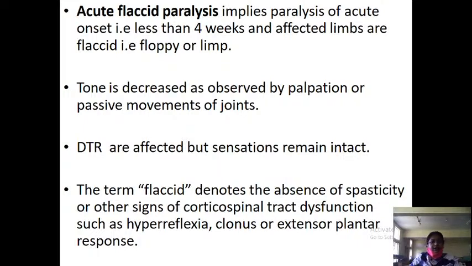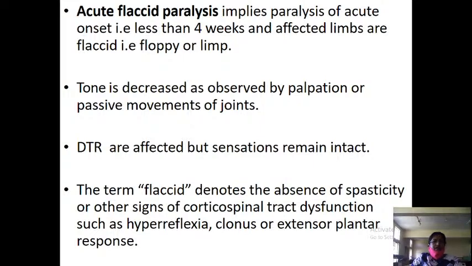The term flaccid denotes the absence of spasticity and other signs of corticospinal dysfunction such as hyperreflexia, clonus or extensor plantar response. So it will be acute, like we said, usually less than 4 weeks of duration. Flaccid means there is no hypertonia, there will be presence of hypotonia, and there is absence of other signs of corticospinal tract dysfunction such as hyperreflexia, clonus or extensor plantar response, and paralysis.